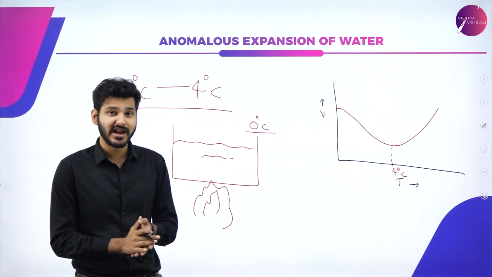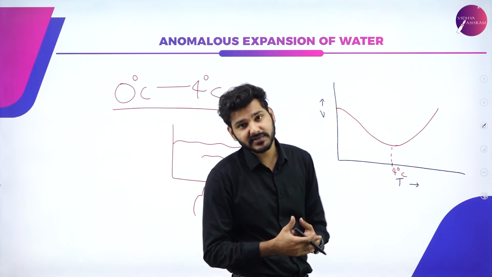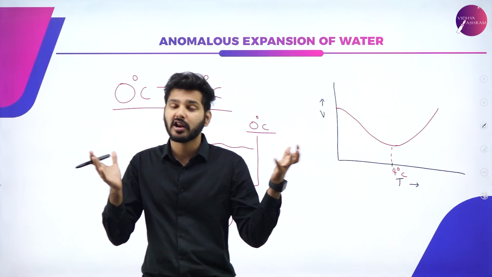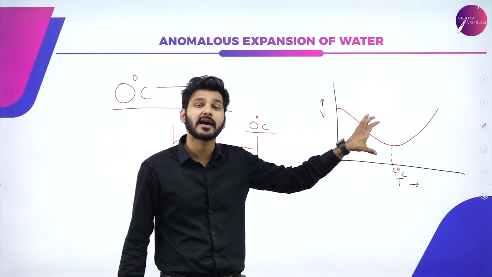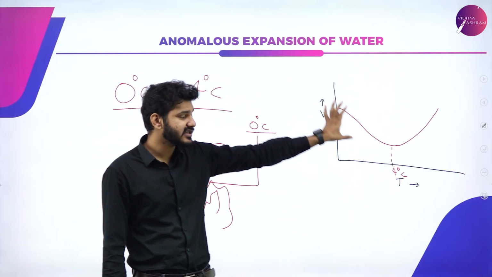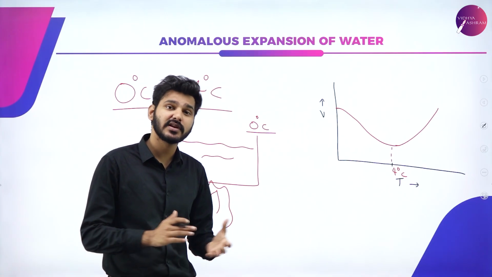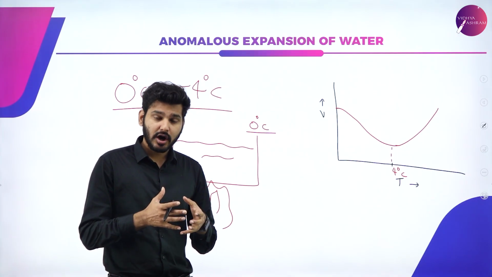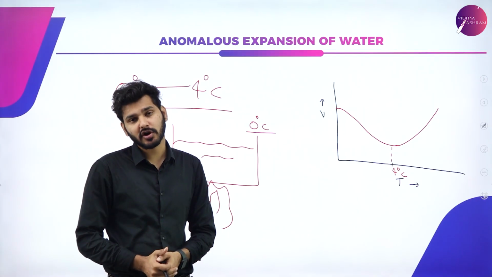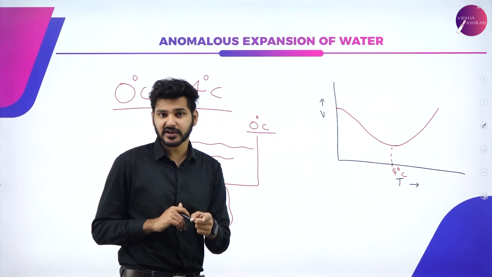And this trend is actually a mechanism by nature itself to prevent the loss of lives. I'll explain why that happens and the way that nature saves a lot of things by just this anomalous expansion of water. Before that, you need to understand that this is the volume temperature graph of anomalous expansion of water. In a sentence, we can say that water contracts on heating from 0 to 4 degrees Celsius and it expands after crossing 4 degrees Celsius. That phenomenon is known as anomalous expansion of water.